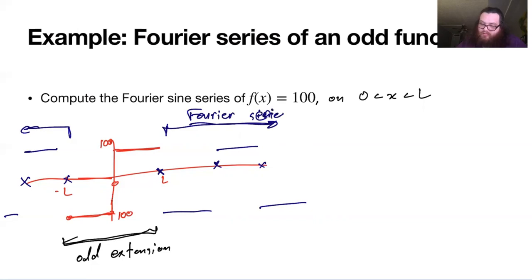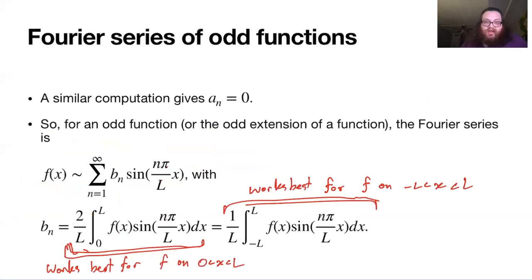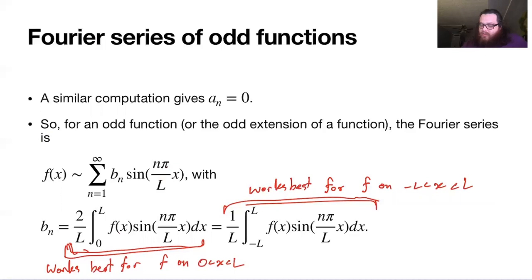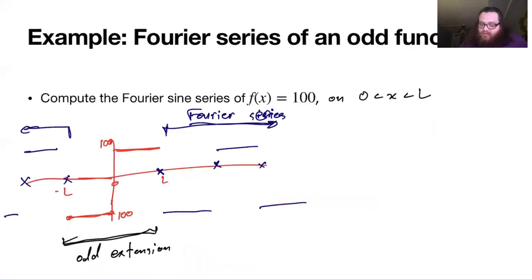And so the point I was getting at a slide ago is that the information we're given is that the value of f is equal to 100 on the interval 0 to L. So if we try to use this formula, the function that we're plugging in, this function right here, is the odd extension. So what are the values of this function? From negative L to 0, if we look at the sketch, the value of the function is negative 100.